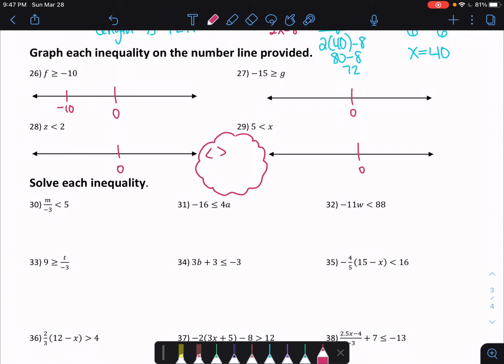Remember that less than and greater than mean open, and then less than or equal to and greater than or equal to mean closed when you are graphing. So for this symbol, I'm going to put a closed point on -10. And then I'm going to ask, does 0 make my inequality true or false? So is 0 greater than or equal to -10? The answer is yes, so I am going to shade my graph in the direction of 0.